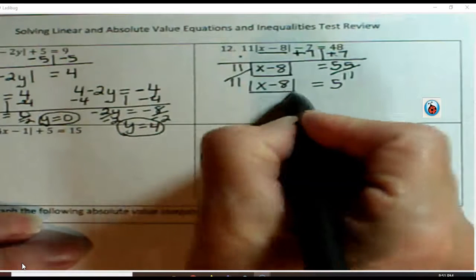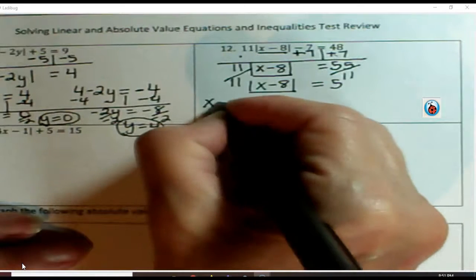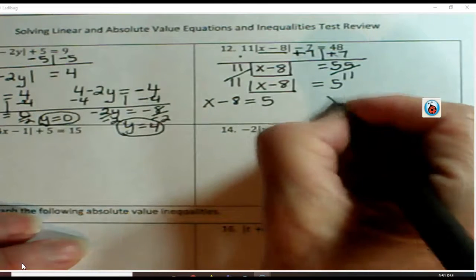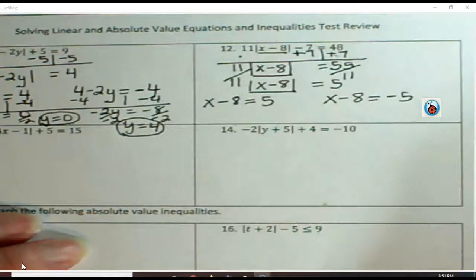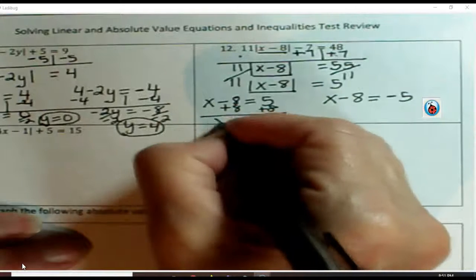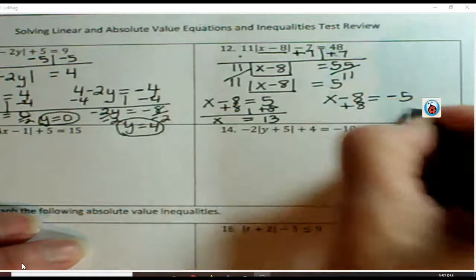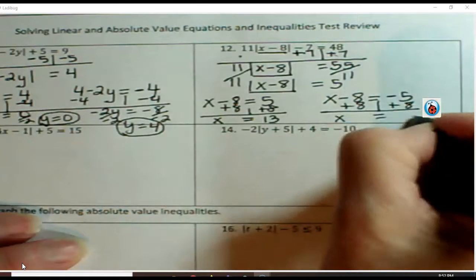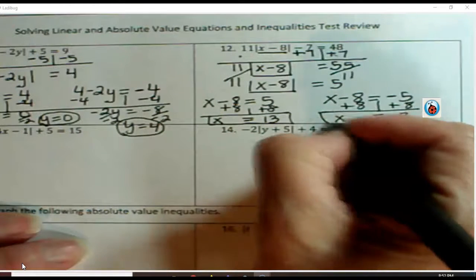Now the absolute value bar is all by itself over on the left side, so it's isolated. So we're going to take off the bar and write it straight across. Take off the bar and change the 5 to a negative 5. Okay, so I'm going to add 8 to both sides. I get x equals 13 over here. Add 8 to both sides. And my x is equal to a positive 3. So your answers are x equals 13 and x equals 3.